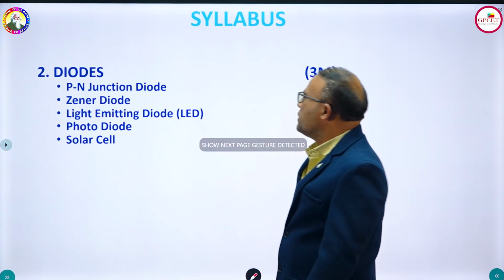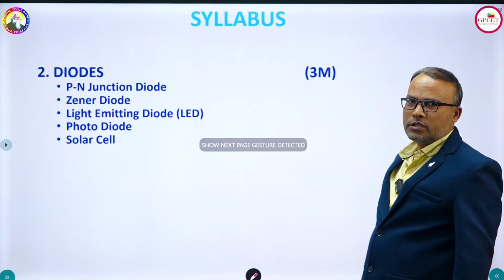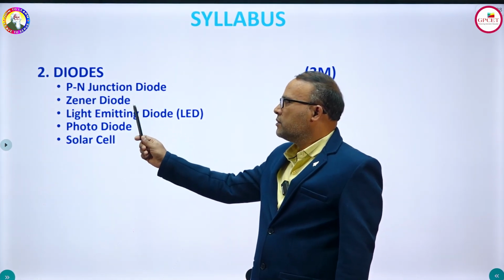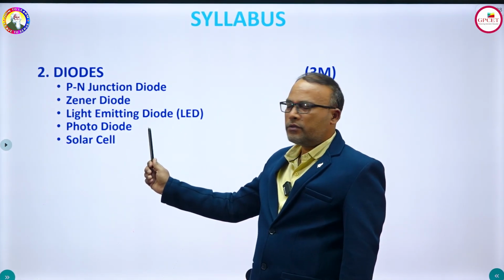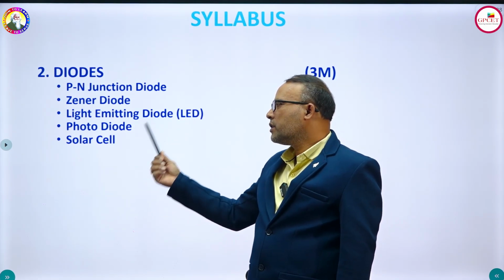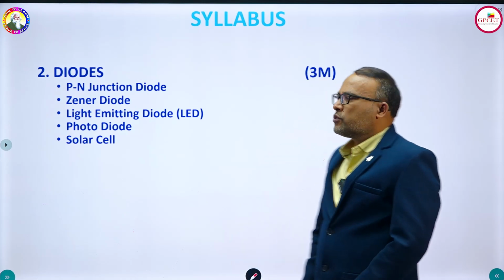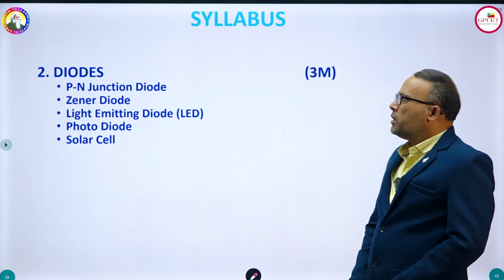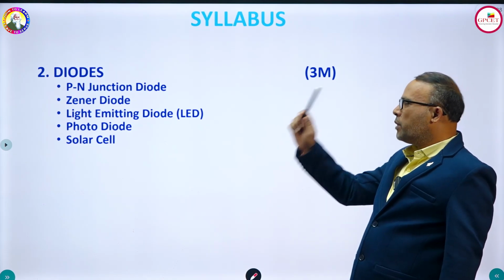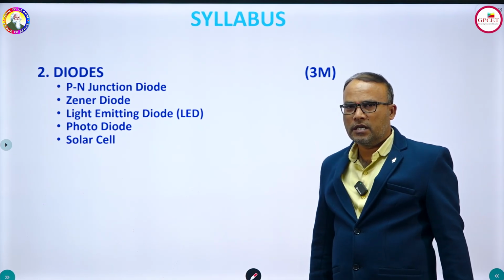So, let us see, this is the syllabus for diodes in GATE examinations, where it contains the PN junction diode, Zener diode, light emitting diode. It's a special diode, and another special diode which is a photodiode, and another one is a solar cell. So these are the topics we will be learning in diodes, and these topics are carried by 3 marks, and it comes under GATE examinations.